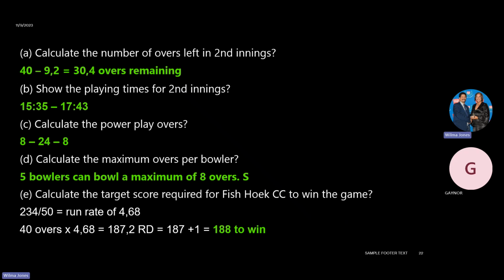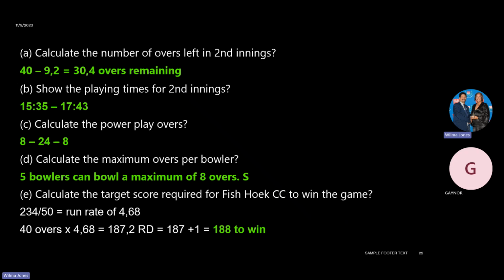The power play overs, as you likely said from the example or from the playing conditions table: the first power play is 8, the second power play is 24 overs, and the last power play is the last 8 overs. Maximum overs per bowler, nice round figure, 40 divided by 5, that leaves you with 8 overs per bowler. The target score required for Fisher to win the game. Belhar put up a score of 234 in their 50 overs, giving us a run rate of 4.68. Fisher is left with 40 overs to win the game, times an over rate of 4.68. That gives us 187.2, meaning a par score of 187. Plus 1, they need 188 to win.